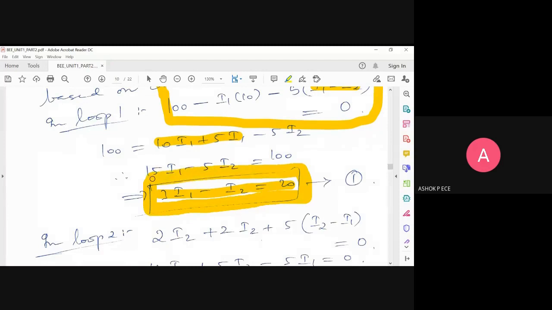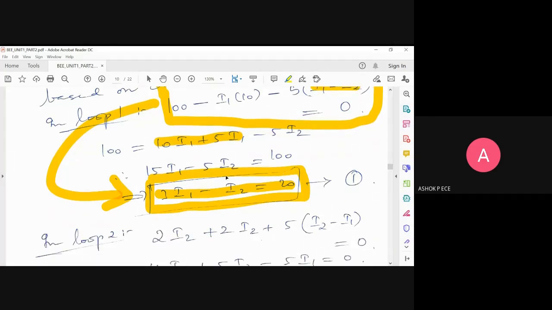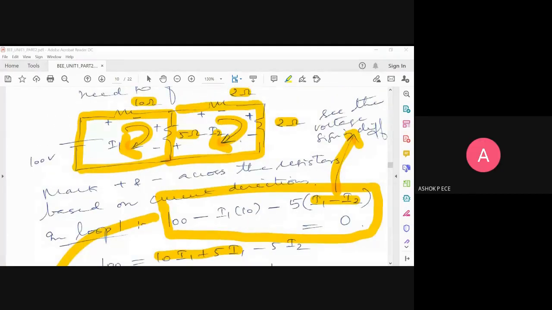If you write this equation correctly, then getting this step is very simple, just simplification. But the tricky thing is you should not miss this I1 minus I2. If you just write I1, the answer is wrong. Any doubt? No, sir. Are things clear? Shall we go to the second loop? Yes, sir.